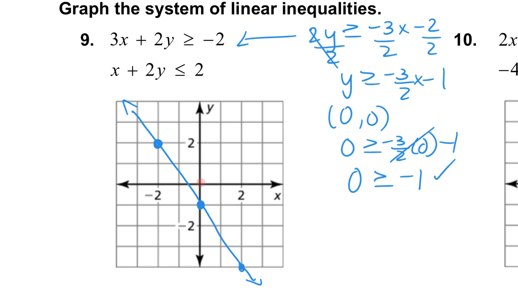Therefore, this is 0 is greater than negative 1, because this cancels out. This is true. Therefore, which area are you going to graph? Not graph, shade. It will be this area where your test point is at, because it makes it true.